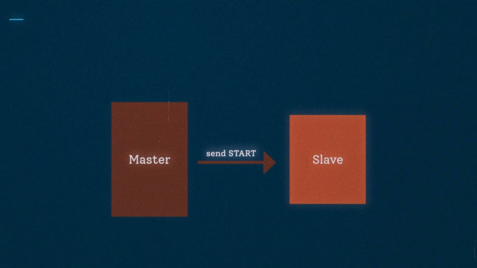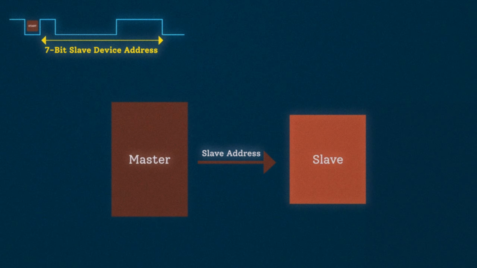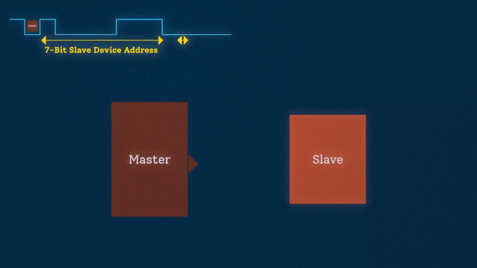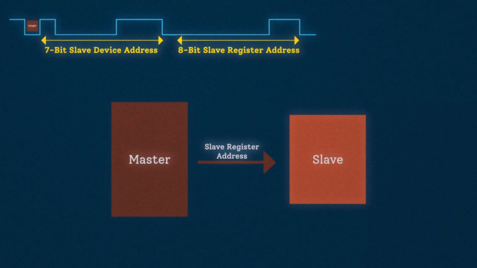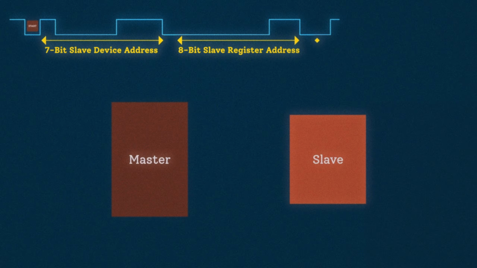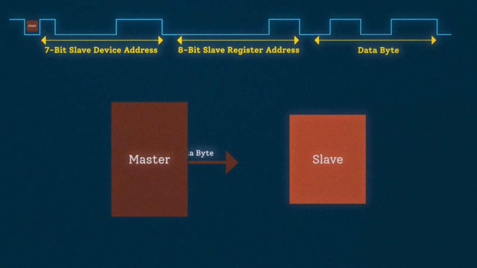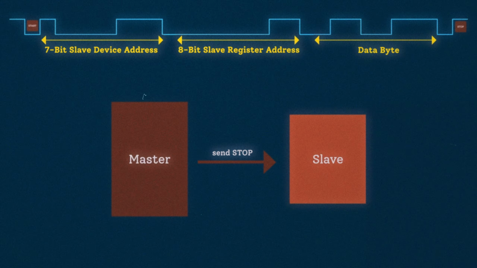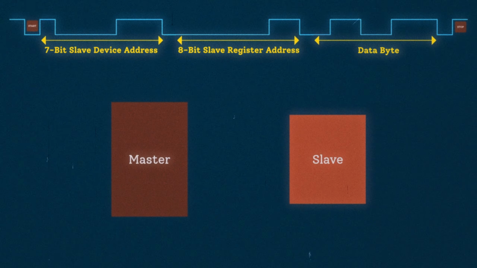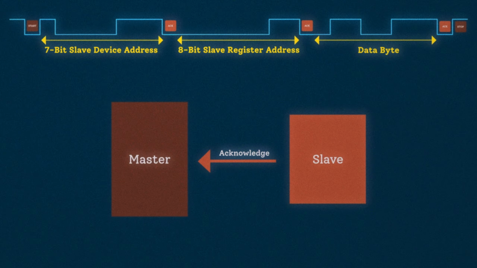So to summarize, the master first sends a start signal, then it sends the address of the slave it wants to write to, then which register of the slave it wants to write to. Finally, the data it wants to write, followed by a stop signal. And every time the master sends a byte of data, the slave needs to send back an acknowledgement.